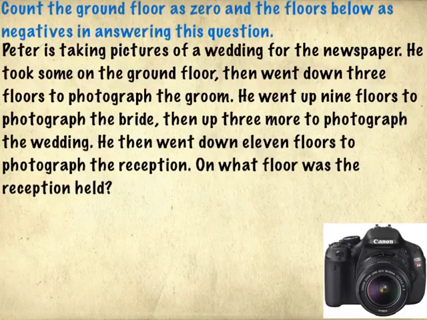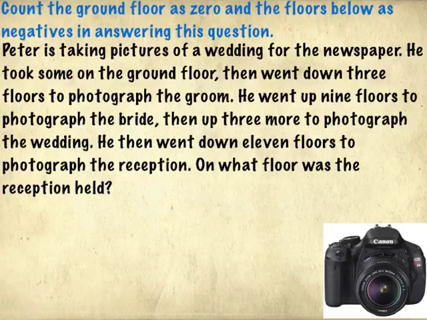So this question asks me to count the ground floor as 0 and the floors below as negatives in answering this question. Peter is taking pictures of a wedding for the newspaper. He took some on the ground floor, then went down 3 floors to photograph the groom. He went up 9 floors to photograph the bride, then up 3 more to photograph the wedding. He then went down 11 floors to photograph the reception. On what floor was the reception held?